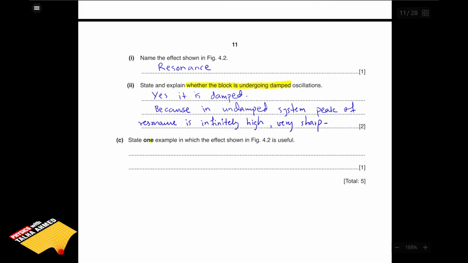Now, the last part of this question says give one useful example of this effect. So, what are the useful examples of resonance? I suggest you should at least know 2 to 3 examples which you've studied in your syllabus. I'm just going to name them, I'm not going to go into the details.